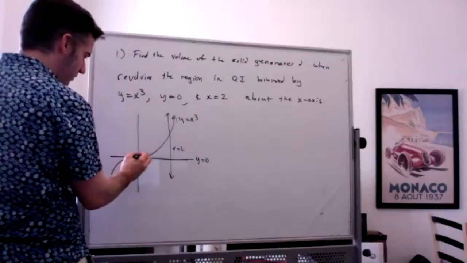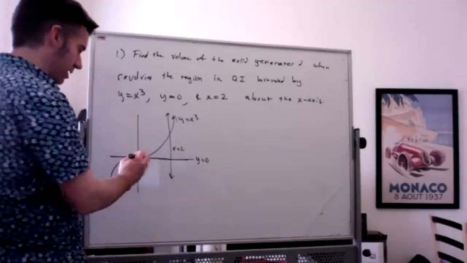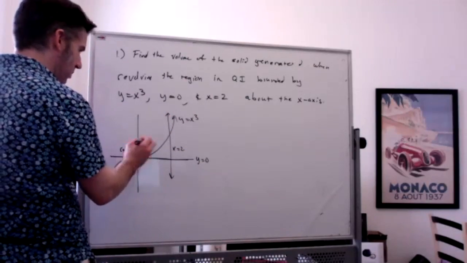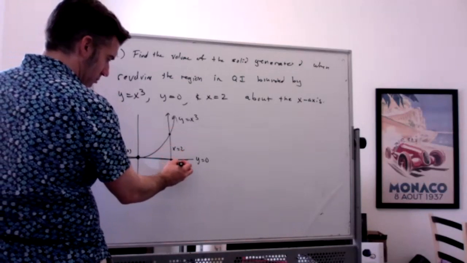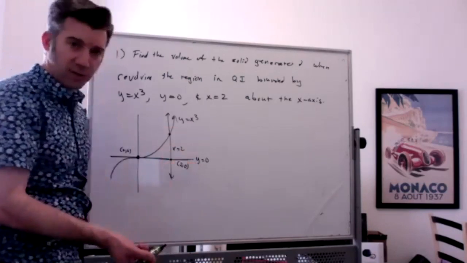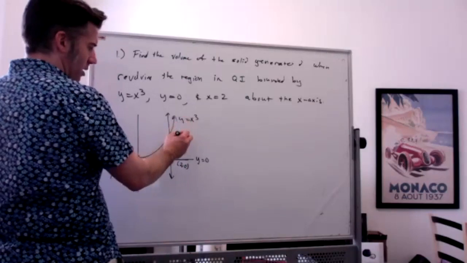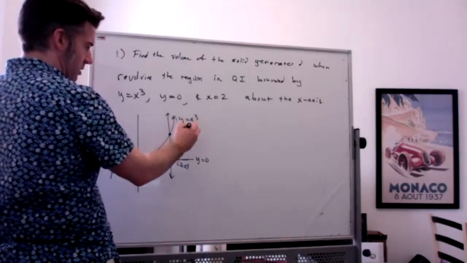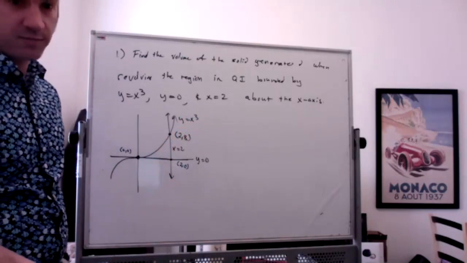And let's see, we have some points of intersection. Obviously, x cubed and the x-axis intersect at the origin. x equals 2 and y equals 0 intersect at the point x equals 2, y equals 0. And x equals 2 and y equals x cubed intersect at the point, well, if x is 2, y has to be 2 cubed. So those are all our points of intersection.